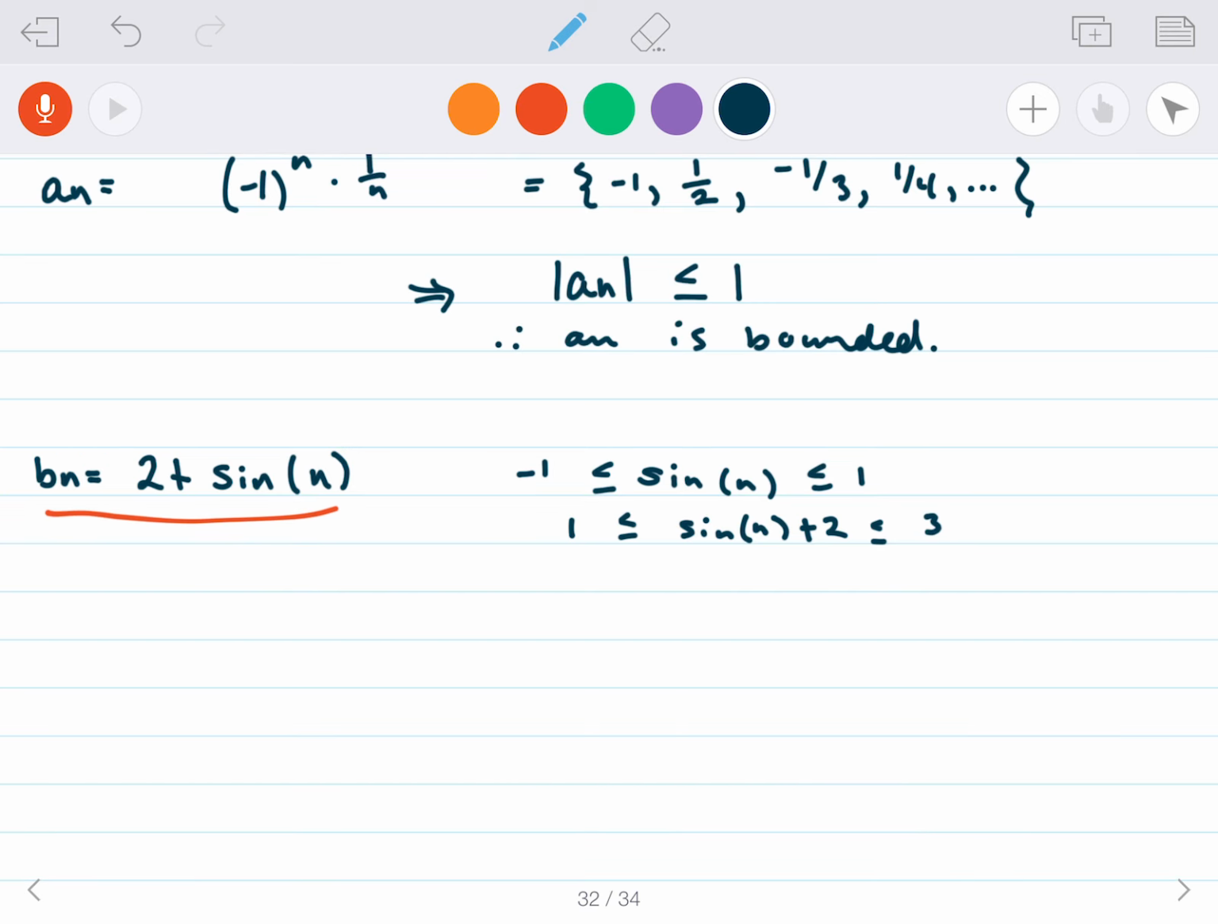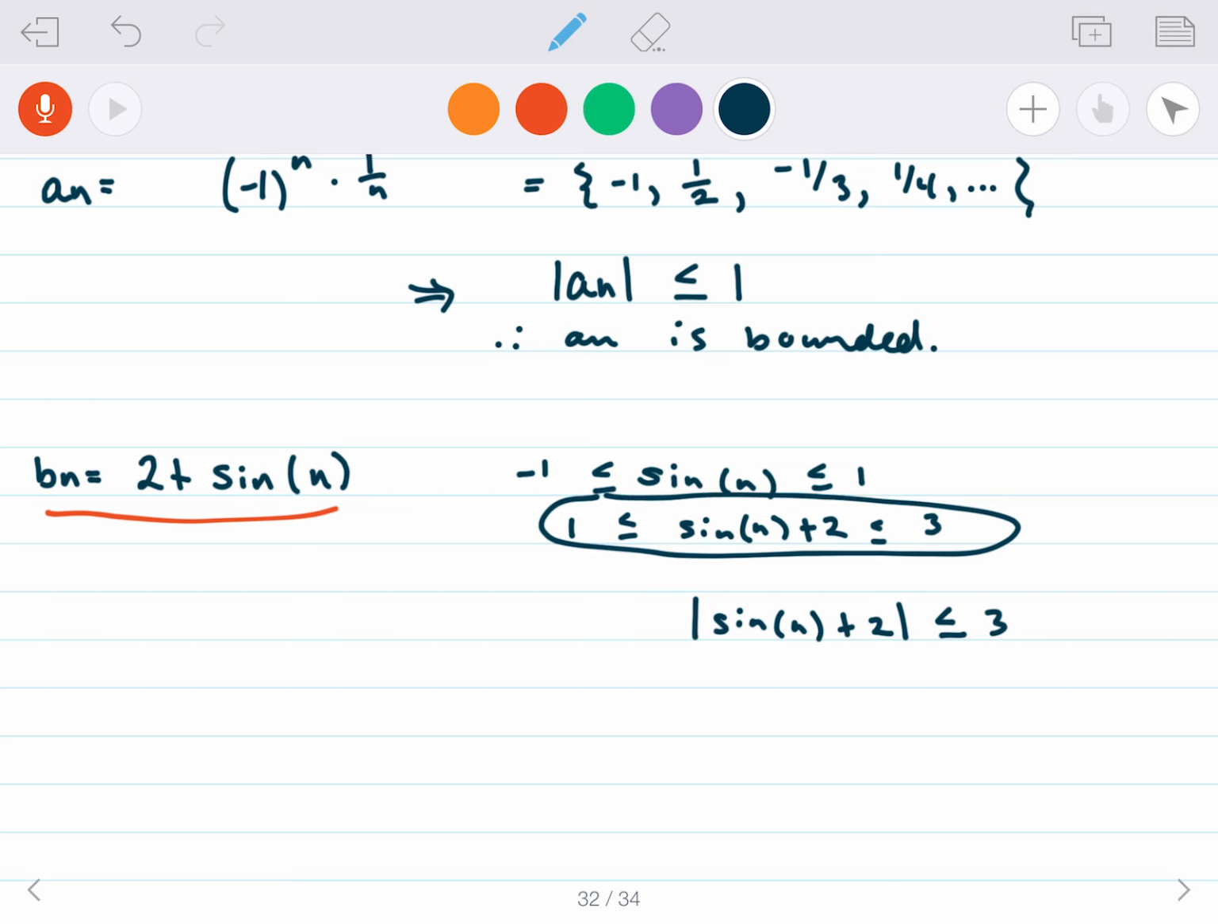So this means that since this sequence is between 1 and 3, then the absolute value is certainly going to be less than or equal to 3. And so, you can see it either way, that it's bounded because it's trapped between these two numbers, or you can see that the absolute value of this sequence is going to be less than or equal to 3, and so b sub n is bounded.